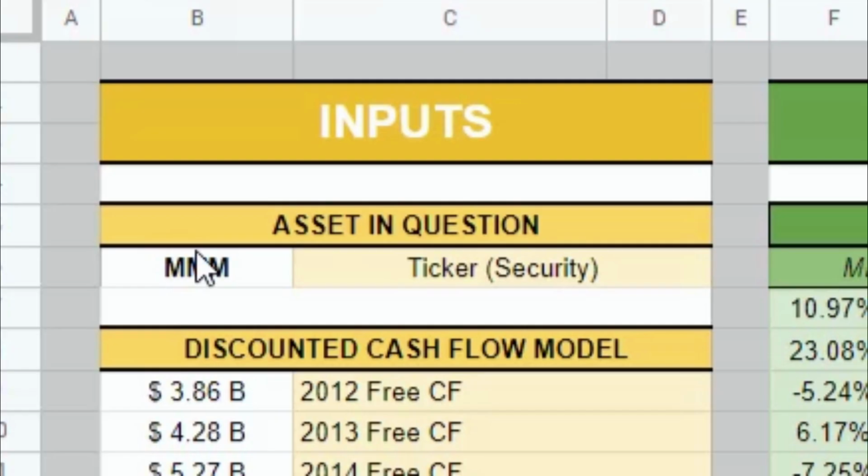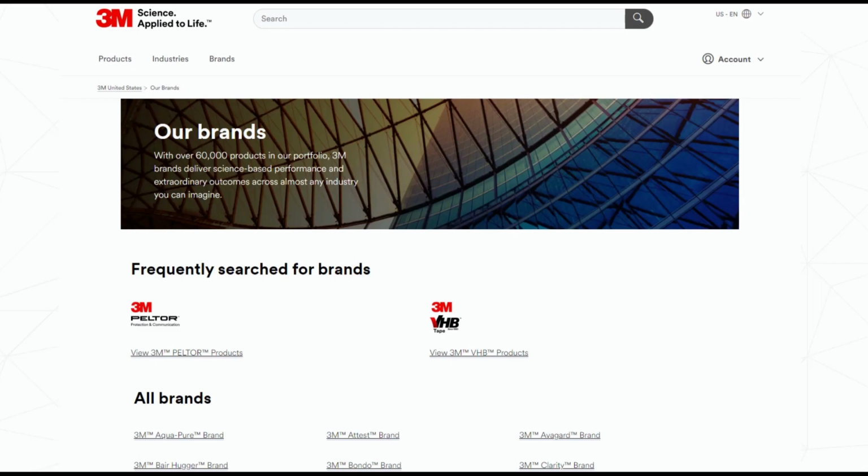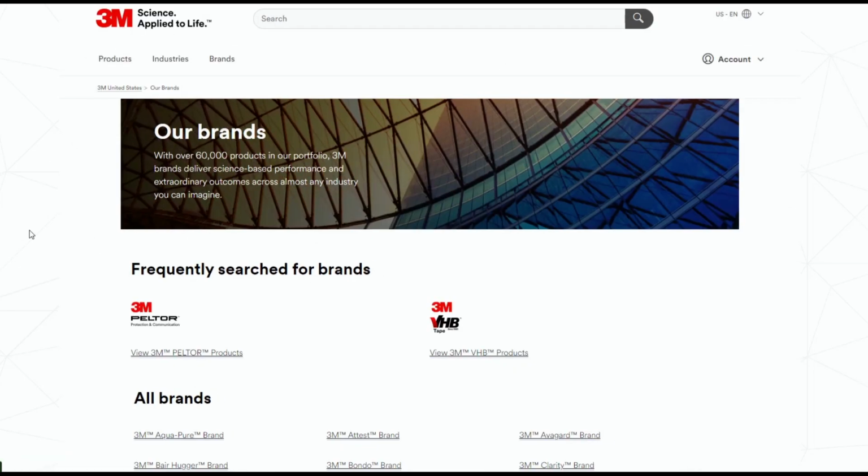Today we are looking at MMM, or in other words 3M. Let's take a look at 3M's website and see what brands 3M is giving us. Over on 3M's website, their tagline is Science Applied to Life. So when you think of 3M, think mainly of adhesives.